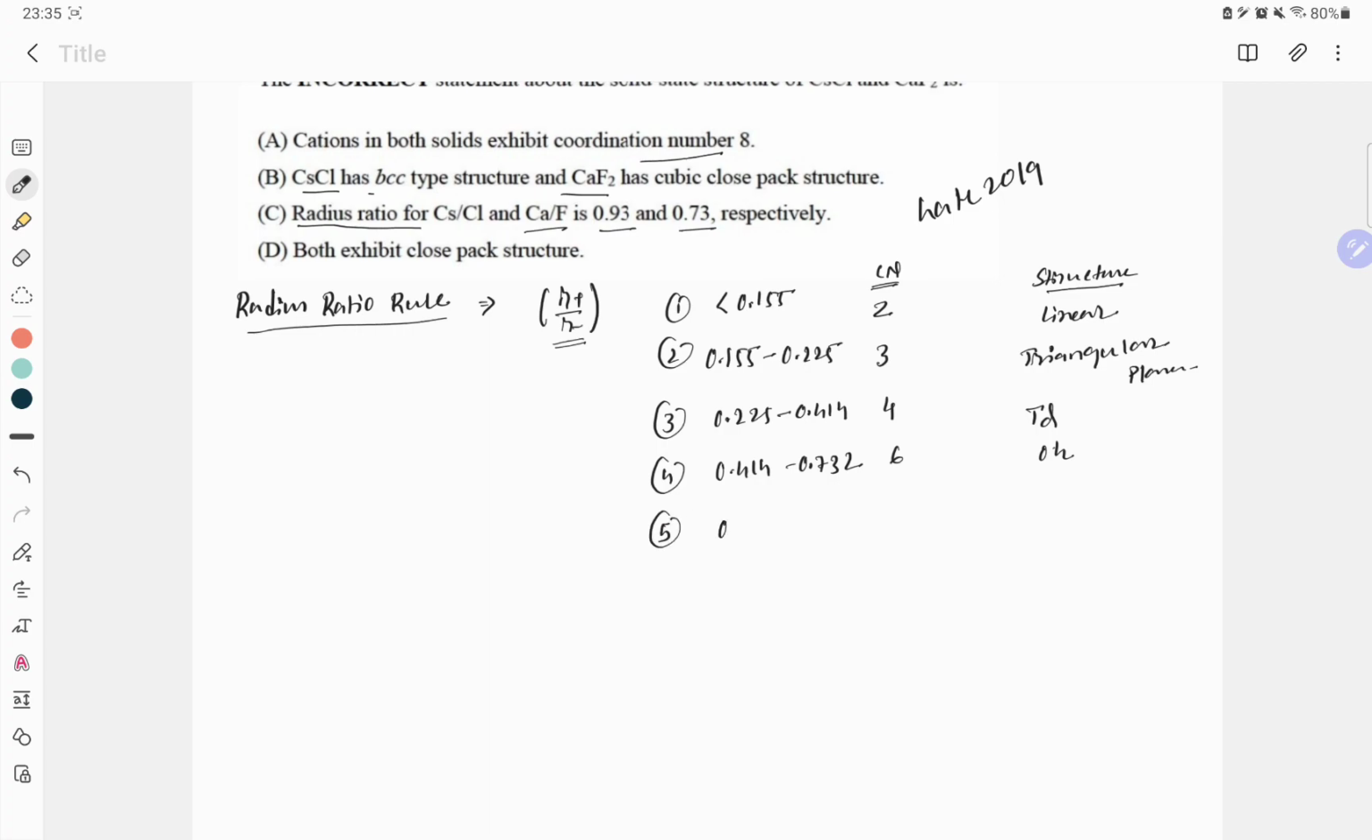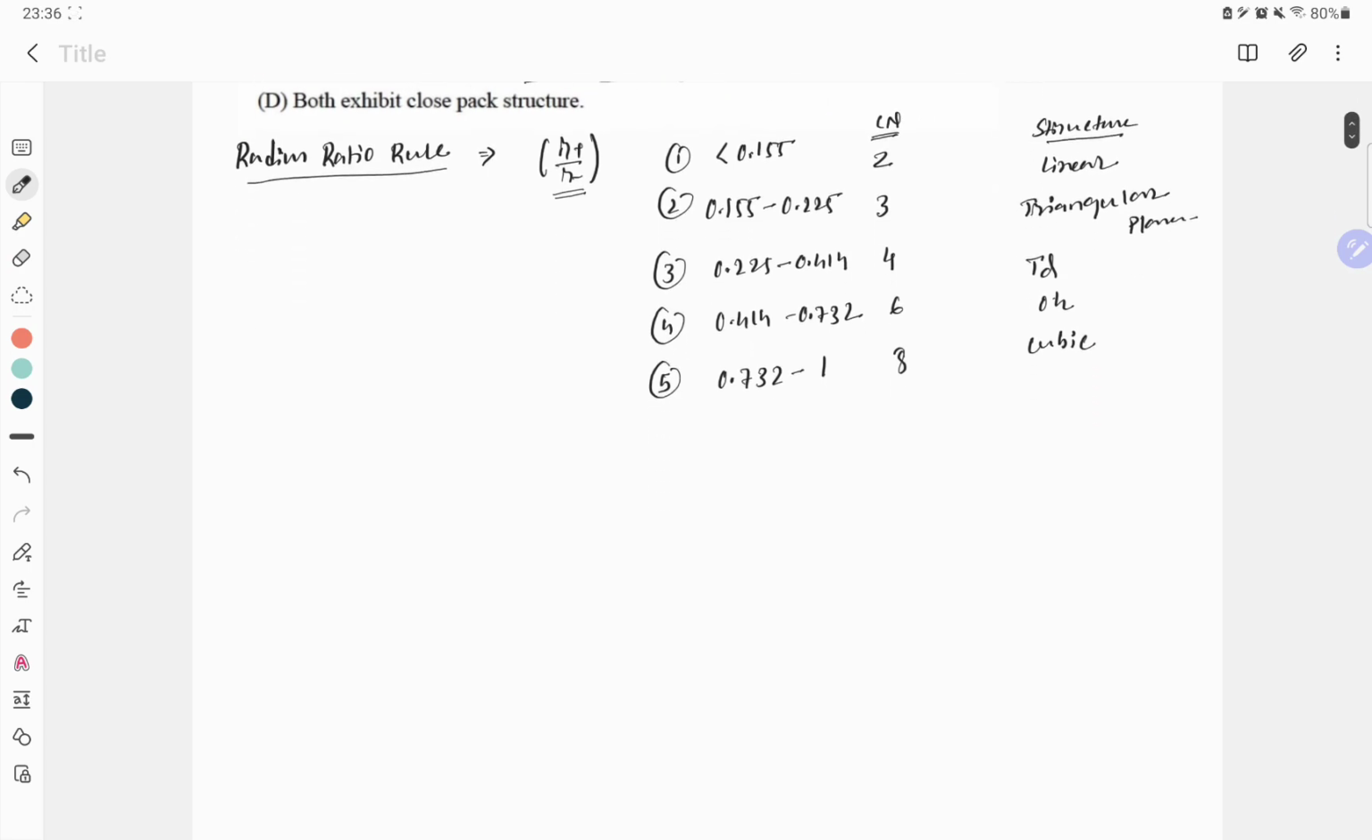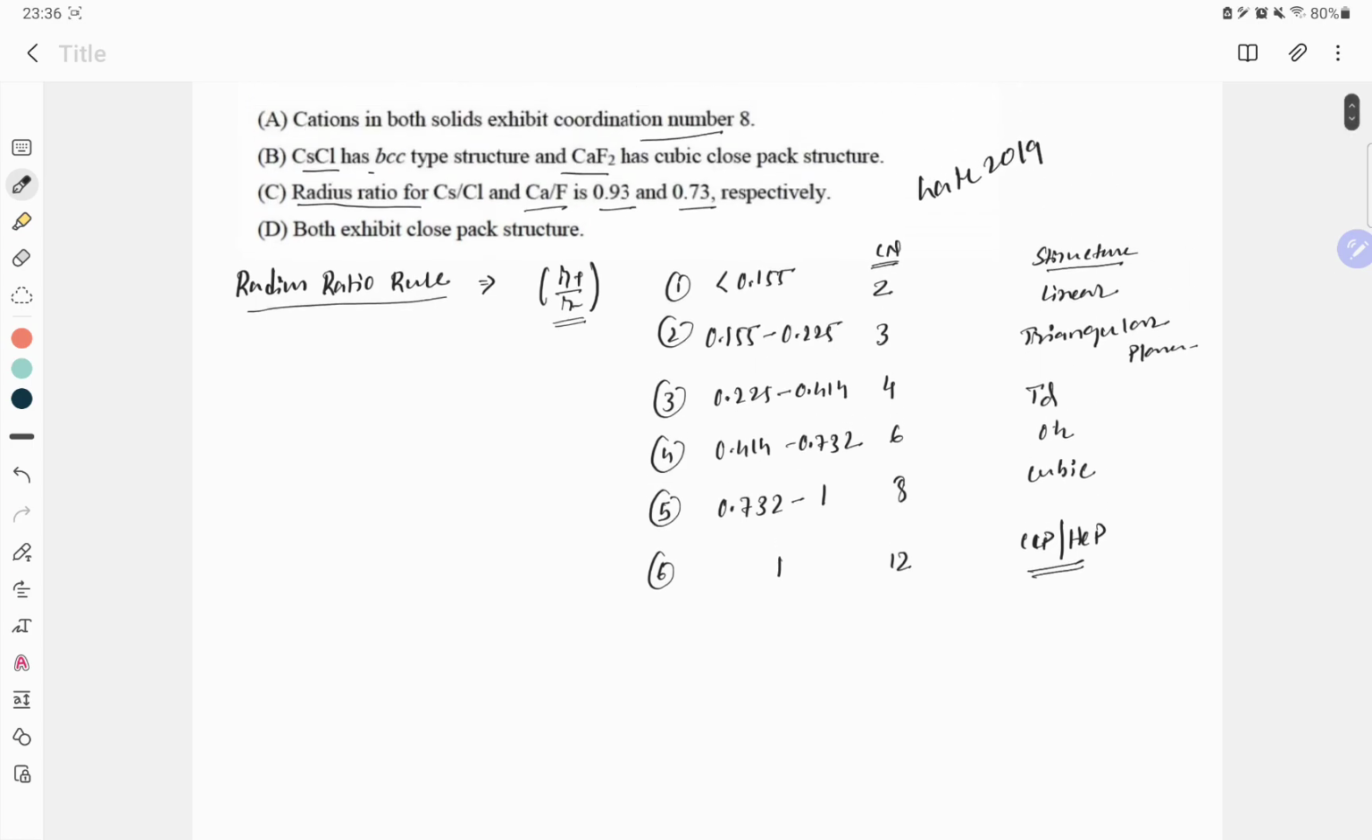Fifth, for 0.732 to 1, the coordination number will be 8 and the structure will be cubic, especially the body centered cubic lattice, a cubic unit cell. Sixth, for a ratio of 1, the coordination number will be 12 and it will be CCP, cubic close packing, or hexagonal close packing.